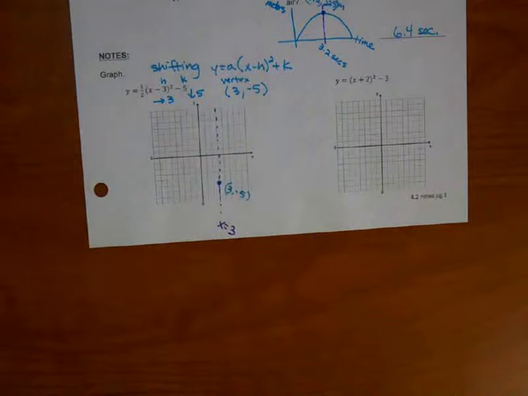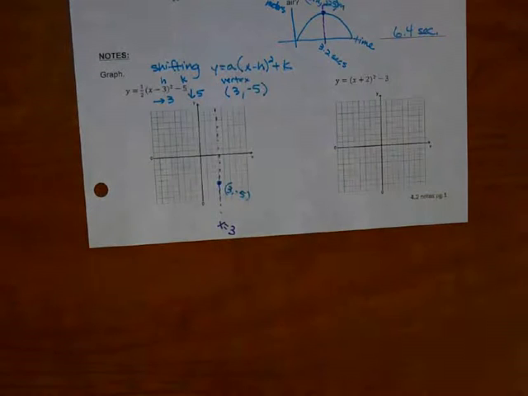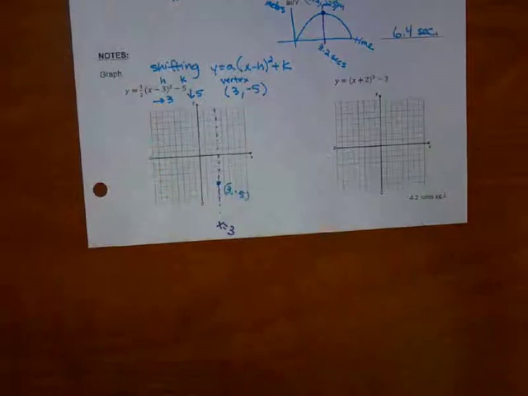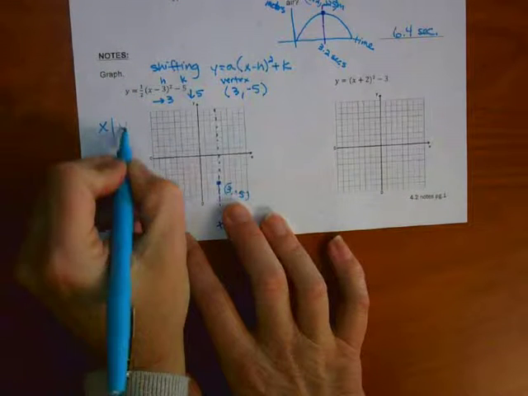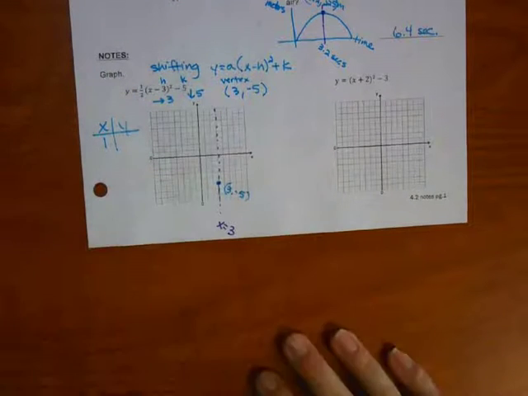Once I have the vertex, I need one more point. How can I get one more point? Plug in. Plug a number in. I don't think you can use slope because it's not a straight line. So it's a parabola, right? So if I pick any number in, I'll just pick 1. Let's just plug 1 in for x.